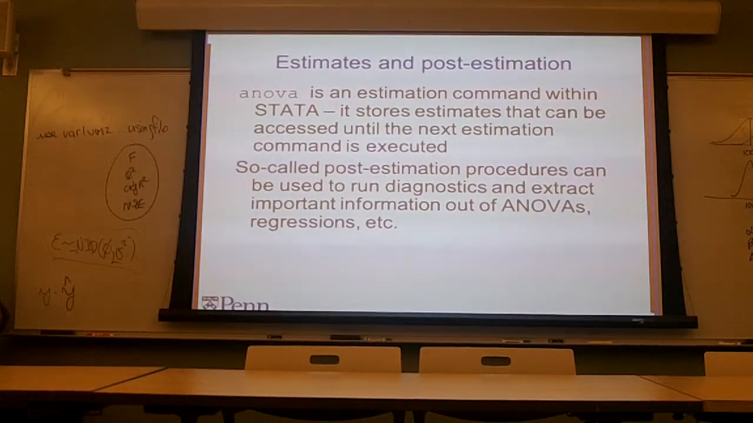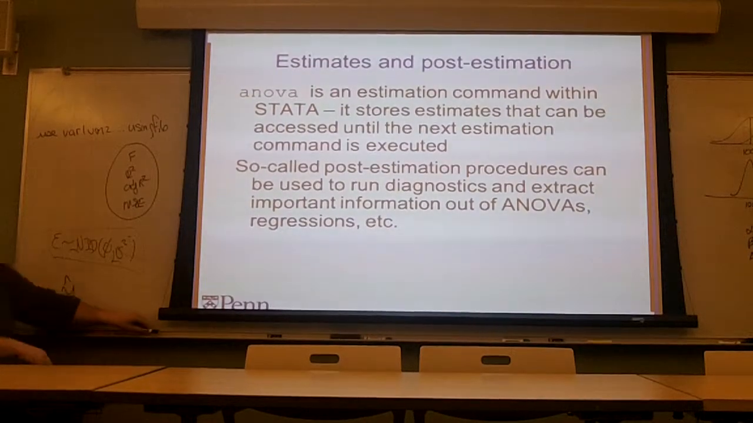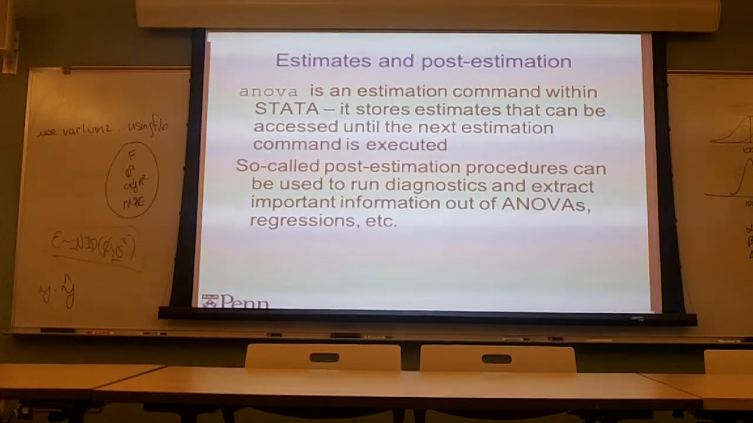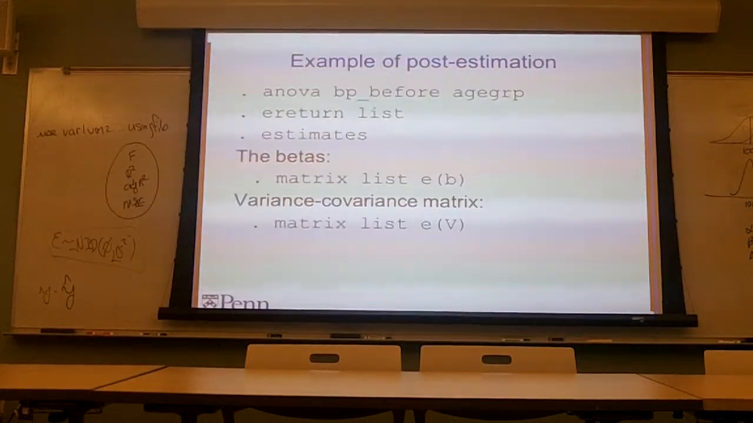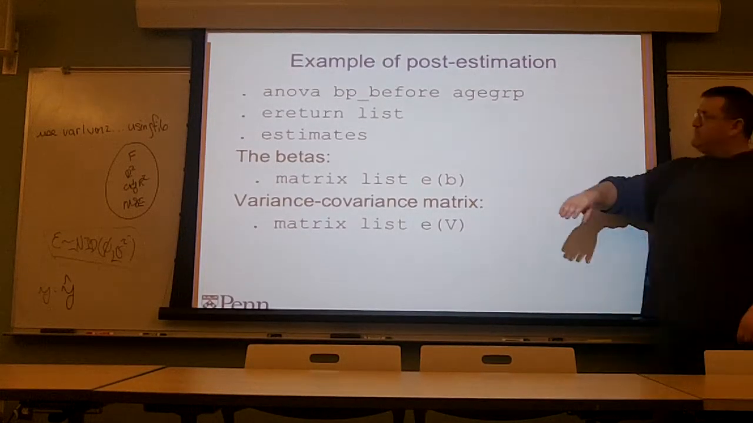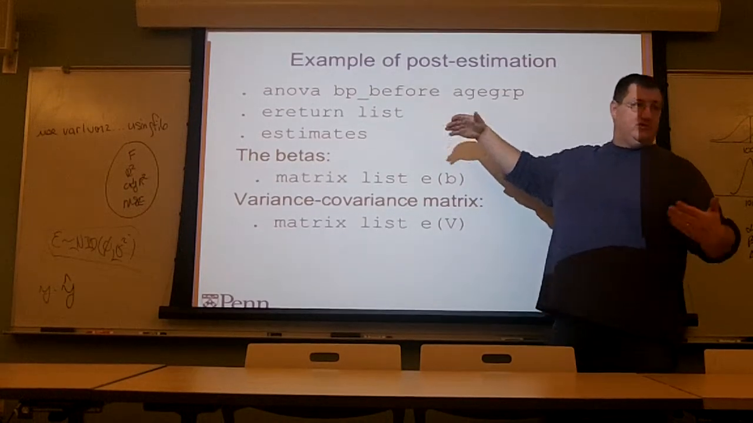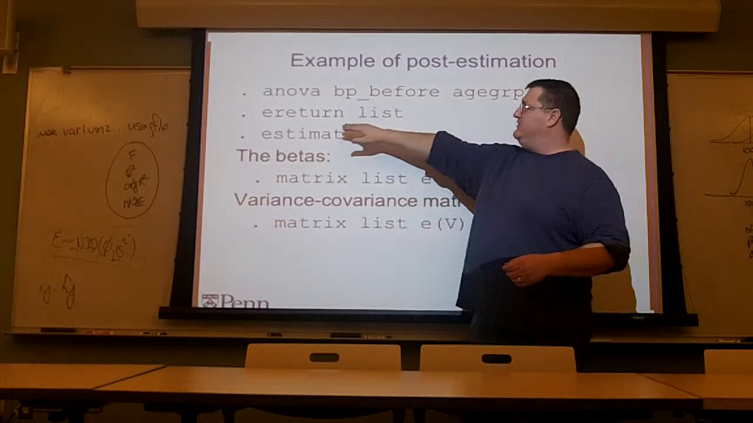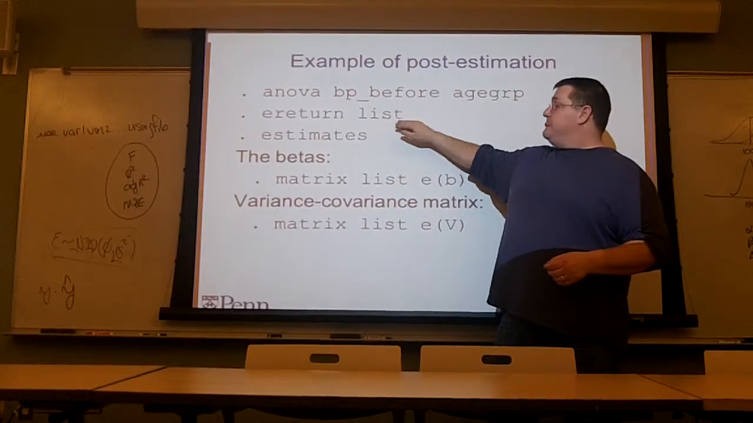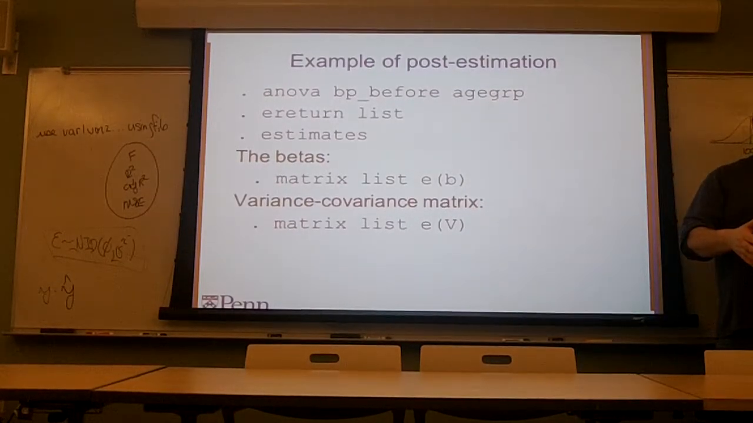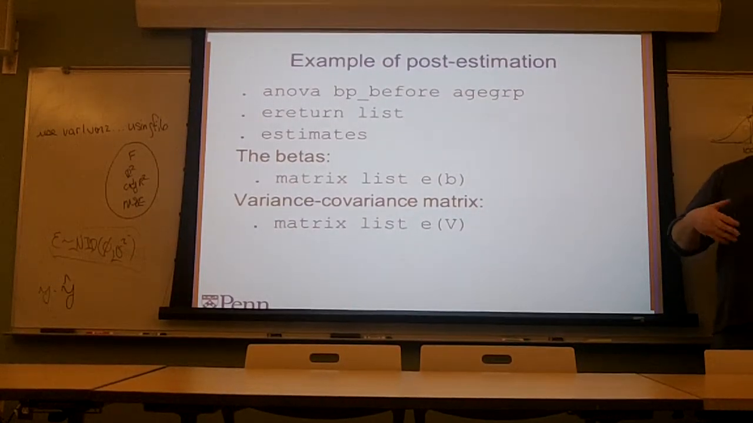The other things that you'll be able to do, there's lots of things you'll be able to do that we're going to learn about, but the idea is to introduce you to the concept. So when you do the ANOVA, if you want to see the byproducts, the leftover stuff, if you type in the command return list, it's going to print out a whole bunch of stuff on the screen. These are things that you can use that are left over.